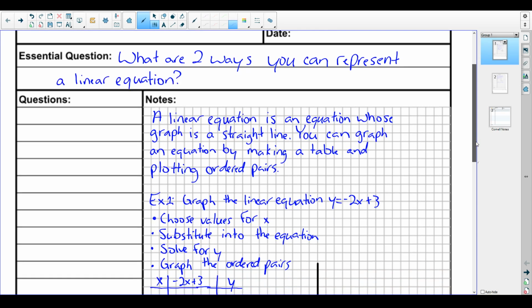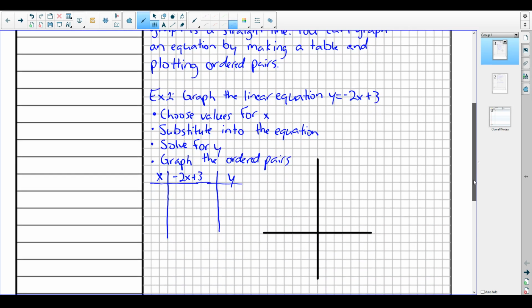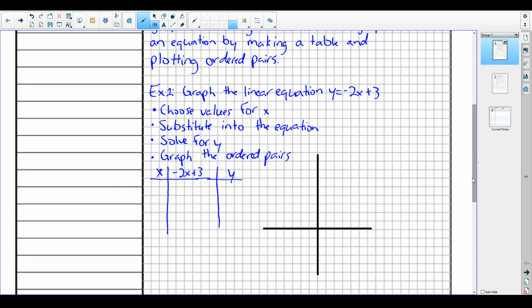We give you one example. And then there's 4 steps to this. So our first step is to choose values for x, then substitute those values into the equation, then solve for y, and then once we have x and y, graph the ordered pairs.